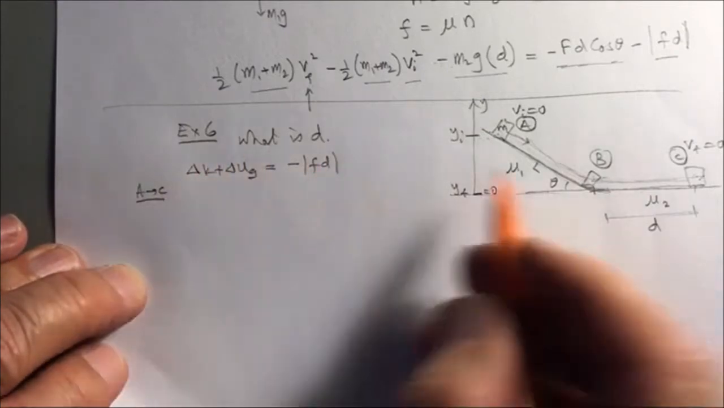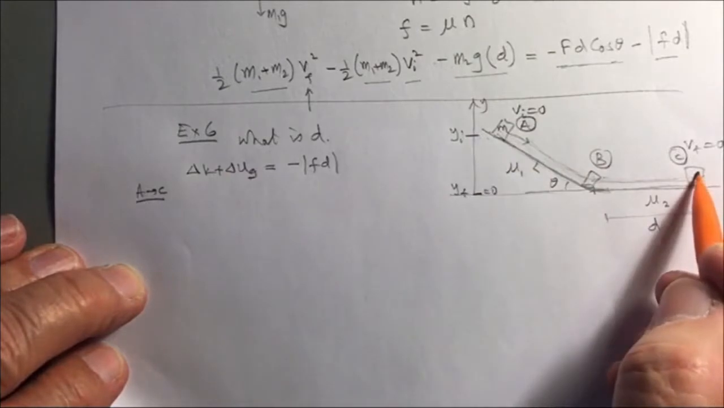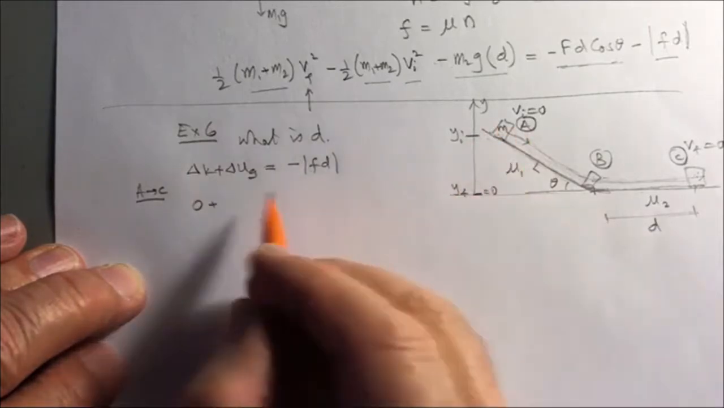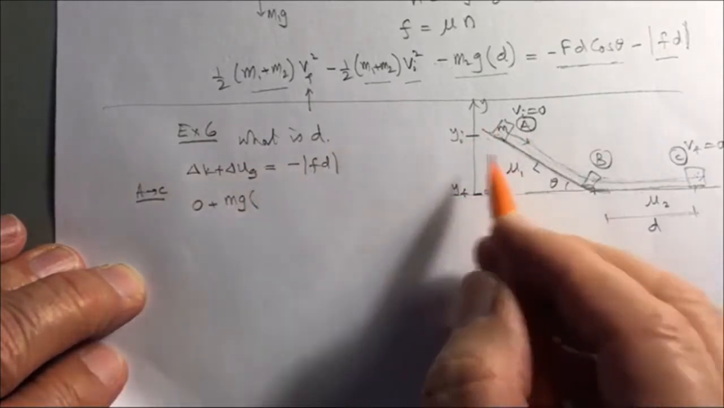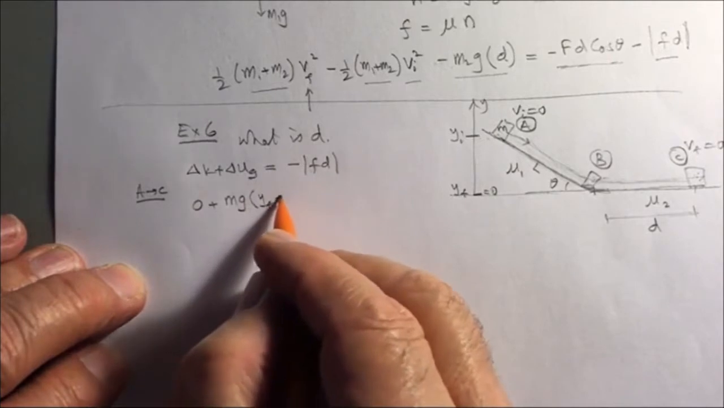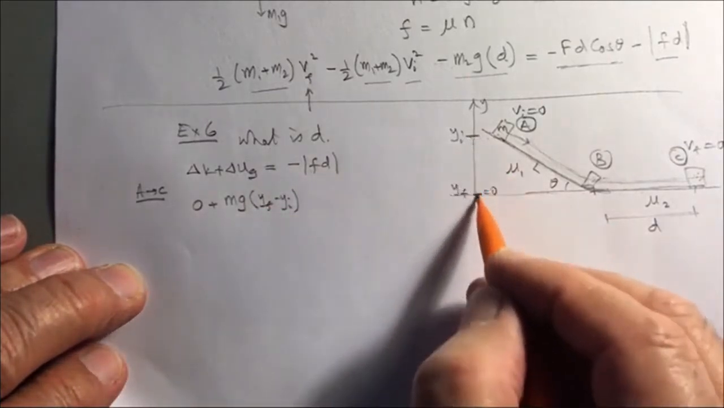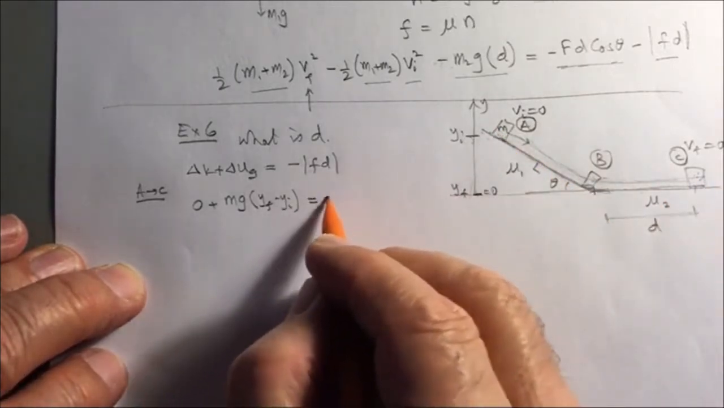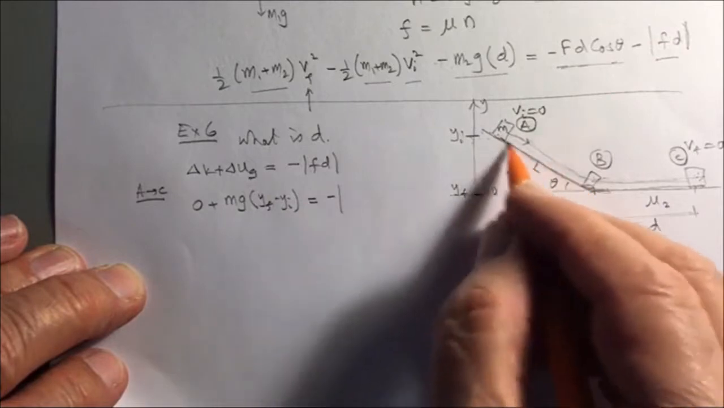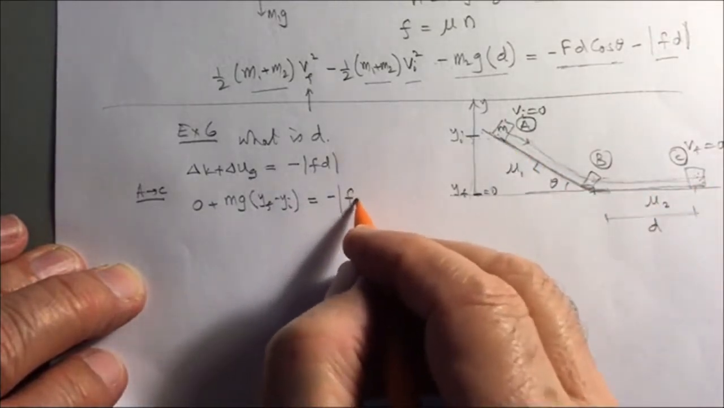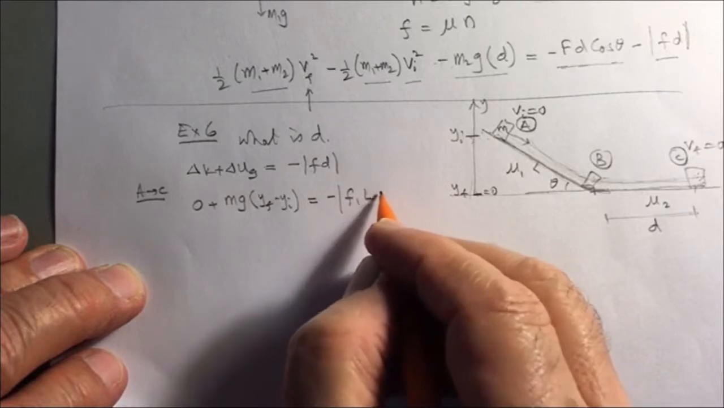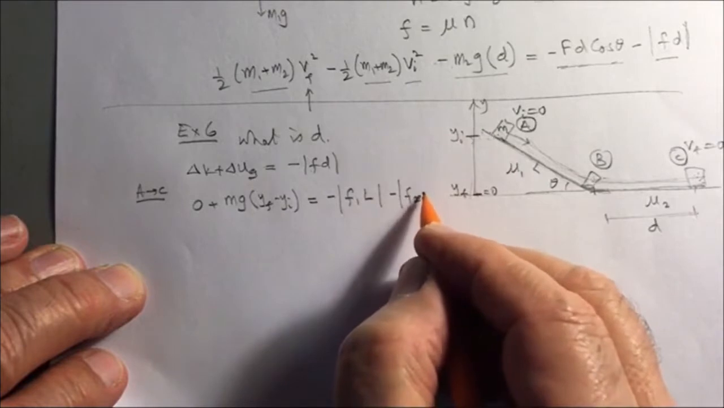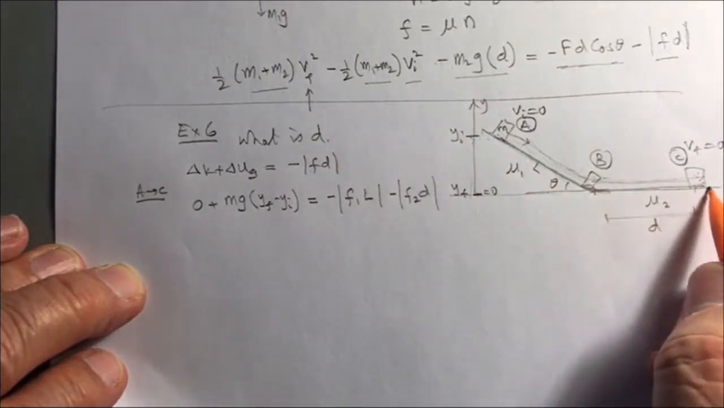So for delta K, the initial speed is 0 and the final speed is 0, so delta K is going to be 0. The delta U_G is going to be mg (y final minus y initial), so just this height. This is the driving force. This loss of potential energy causes the whole thing to move. Now there's two frictions, so we need to get this part and this part. So it's going to be F1 L, that's in this part, and F2 d, that's the friction in this part.